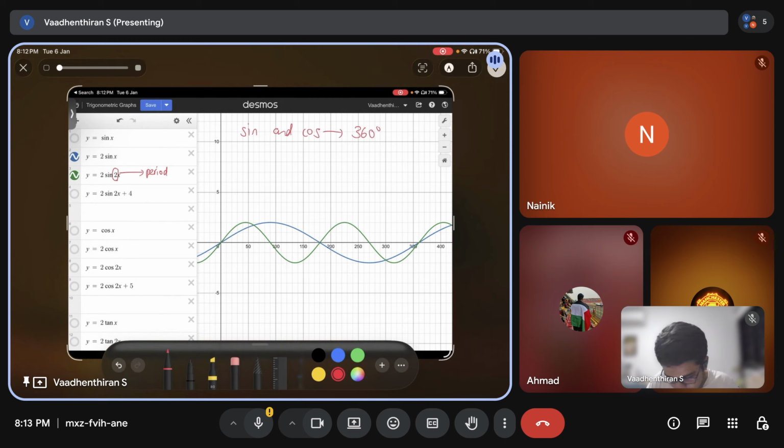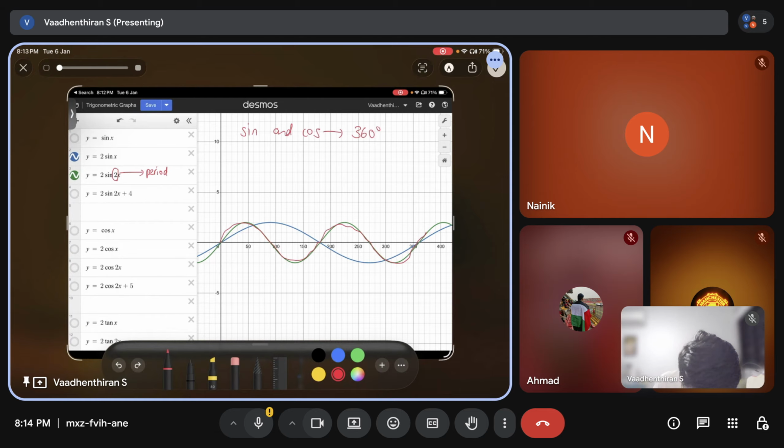Sine and cosine are with respect to 360 degrees. If it is just sine x, we saw that one period will finish at 360 degrees. So you need to compare this period with the 360 degrees. If it is two periods in 360 degrees, there will be one cycle to 180 and another cycle to 180, 360.